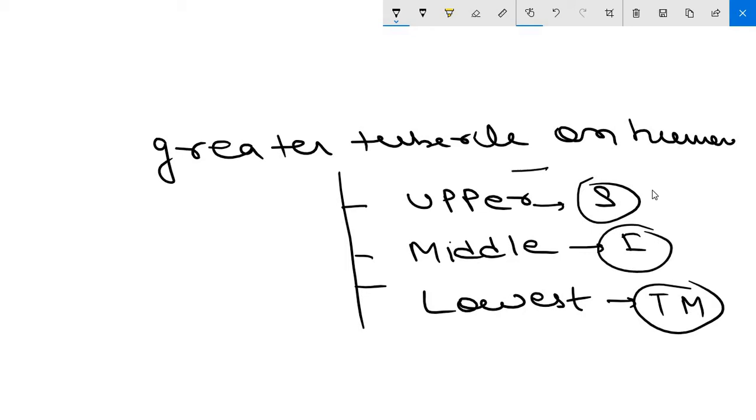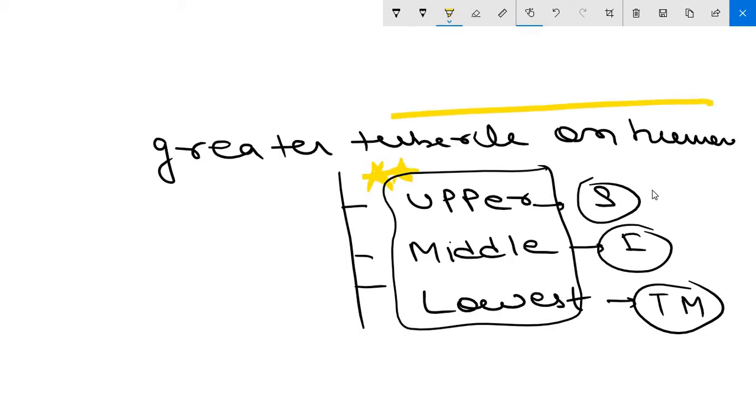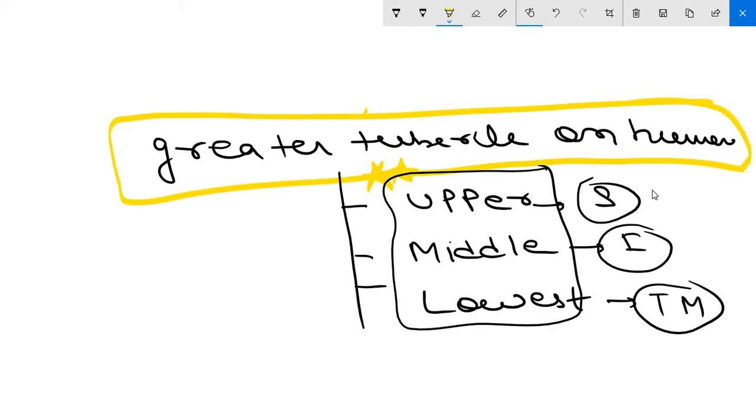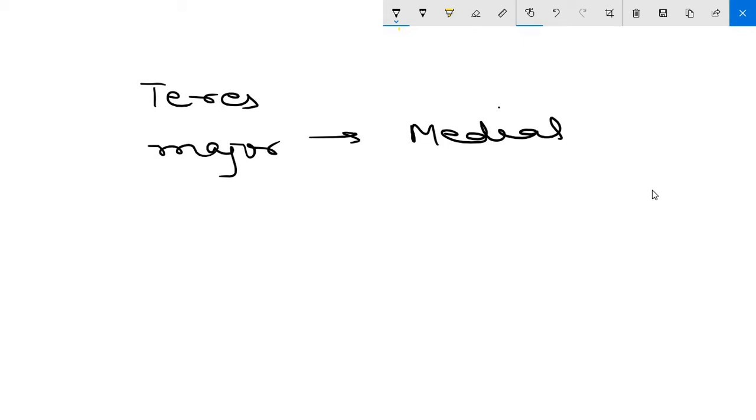This is the most important point of the scapular region for Viva: the detailed insertion of the muscles on the greater tubercle of the humerus. Upper for supraspinatus, middle for infraspinatus, and lowest for teres minor. Getting? Now the remaining one is teres major. It is inserted on the medial lip of the bicipital groove. This is also most important, the medial lip of the bicipital groove.